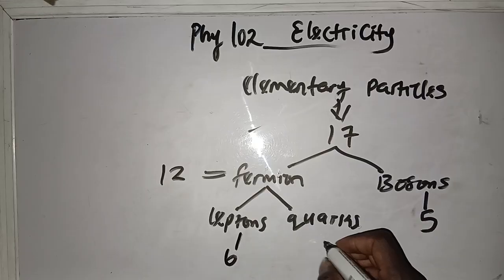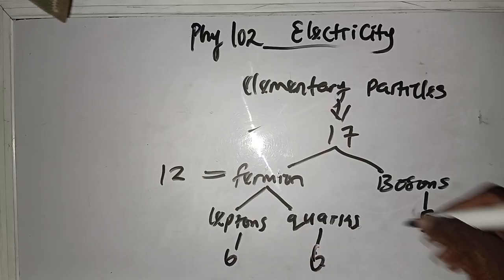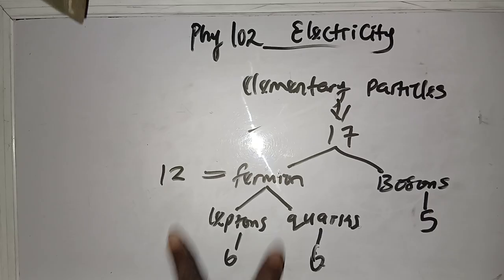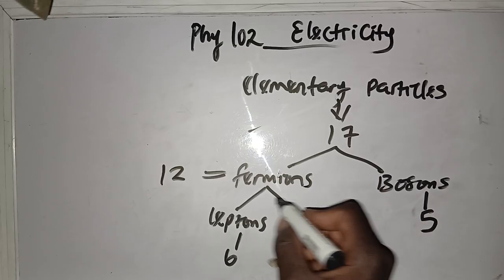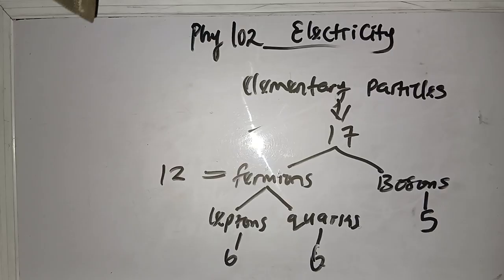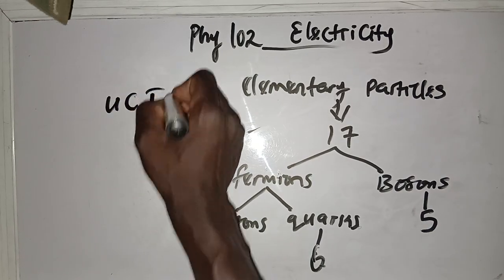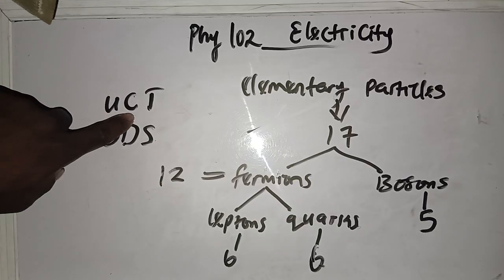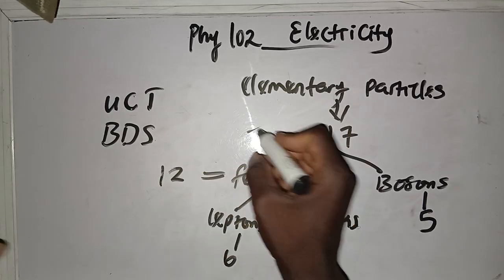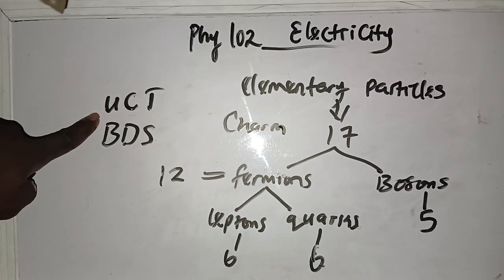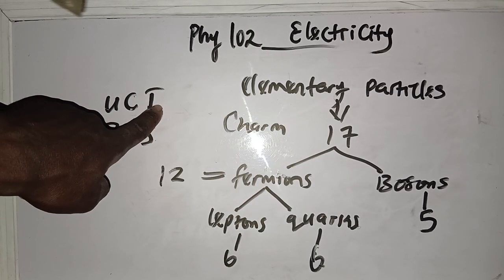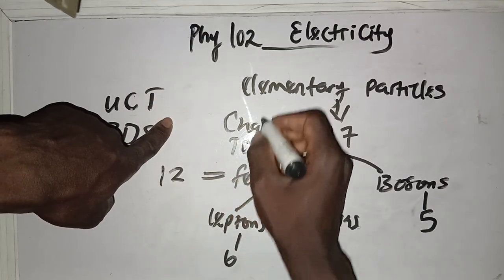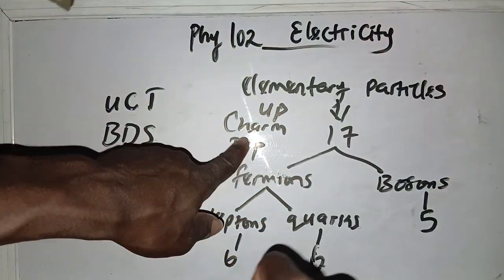So the leptons are 6 and the quarks are also 6. So 6 plus 6 is 12 fermions, plus 5 bosons, we have the 17. Under the fermions, we have 6 leptons and 6 quarks. For the quarks, we have the UCT, let me just give you the code, and we have the BDS. The UCT stands for up quark, charm, and top. So we have the up quark, the charm quark, and the top quark.